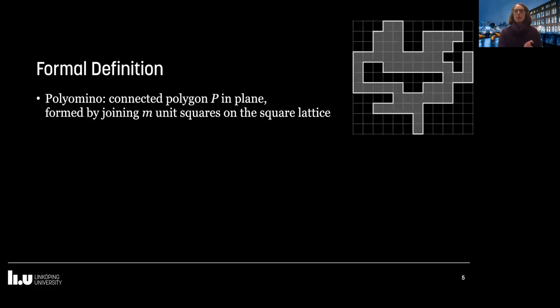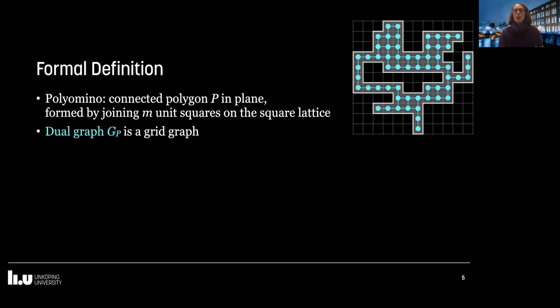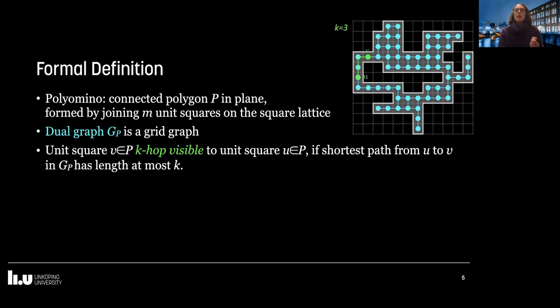How do we formally define that? Well, first we need to formally define a polyomino. A polyomino is a connected polygon in the plane that is formed by joining m unit squares on the square lattice. We can build the dual graph, and the dual graph of a polyomino is a grid graph. A unit square is K-hop visible to another unit square if the shortest path between the two in the dual grid graph has length at most K. In this example, u and v can see each other if K equals 3 or larger than 3.